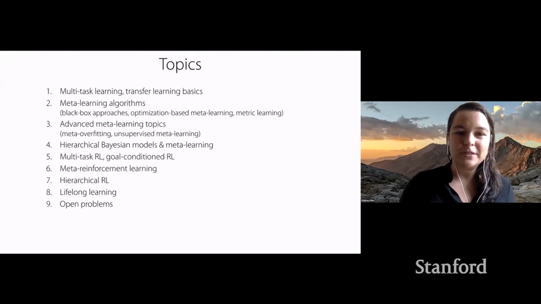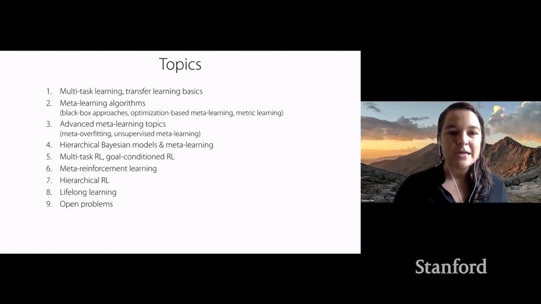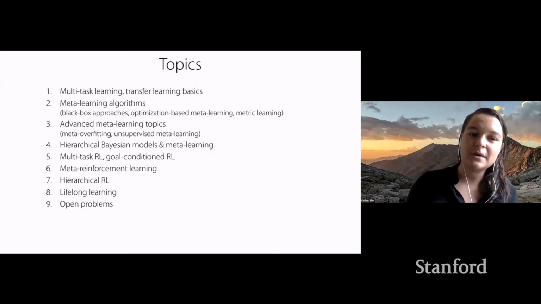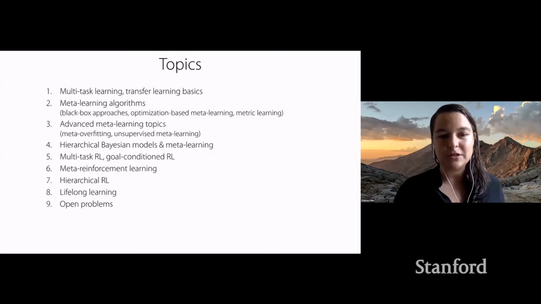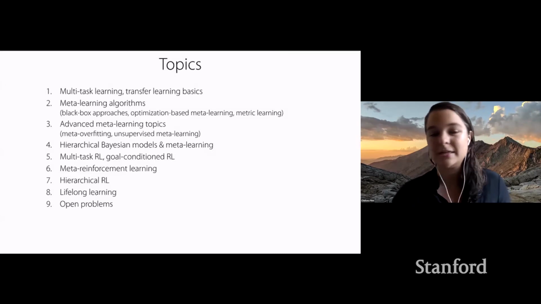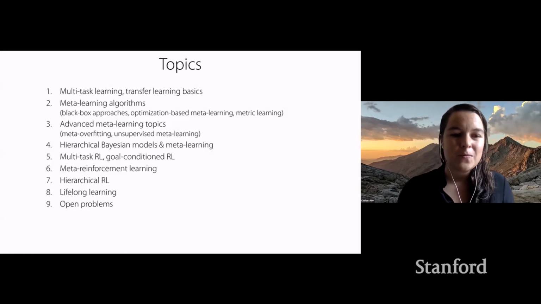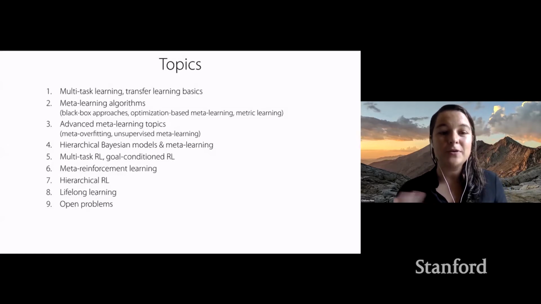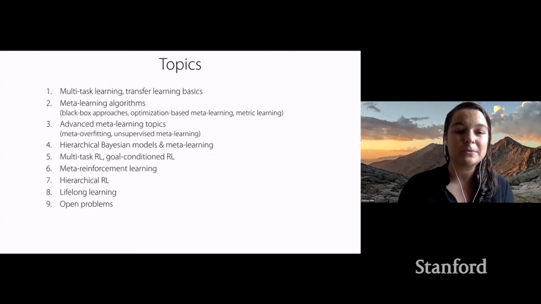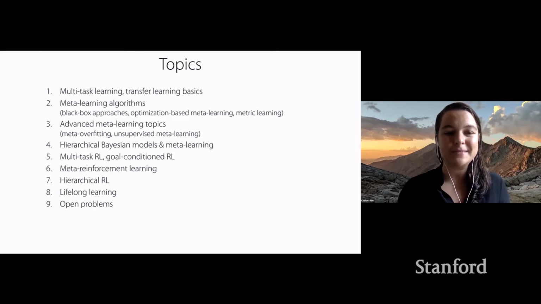So here's a range of the topics that will be covered in the course. This ranges from multitask learning and transfer learning to meta learning algorithms to more advanced meta learning topics, including meta overfitting and unsupervised meta learning. And we'll also talk about how this connects to hierarchical Bayesian models. We'll then dive into how these techniques can be combined with reinforcement learning when you're faced with sequential decision-making problems. This will include multitask RL, goal-conditioned RL, meta RL, and hierarchical RL. And lastly, we'll talk about lifelong learning and some open problems in the field.